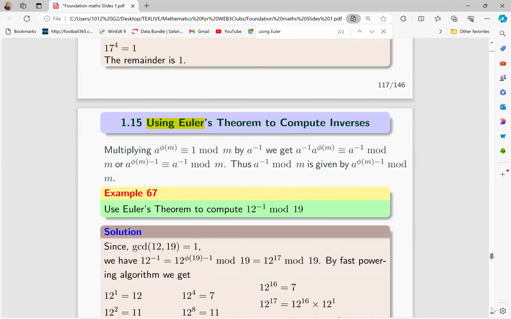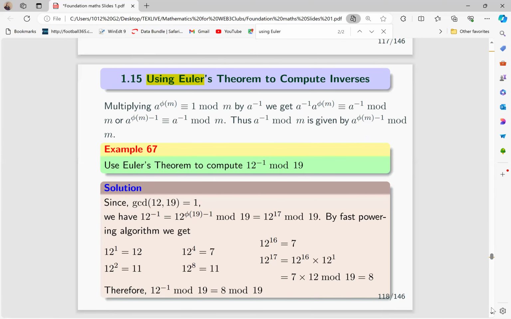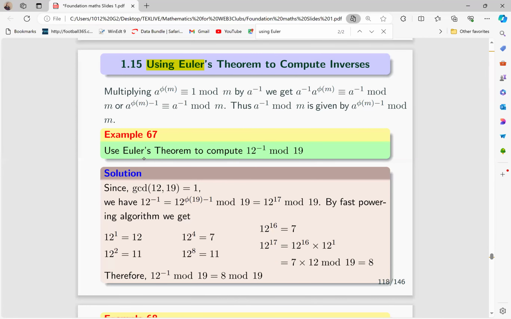Now I want us to go straight to how to use it to get the inverse. I began by showing from that statement how to arrive at the inverse, because the statement was that r raised to phi of m is congruent to 1 mod m. This was the statement of the Euler theorem. Now, to get the inverse, we multiply by the inverse of r. I want the inverse of r, so that means I multiply both sides by the inverse of r.